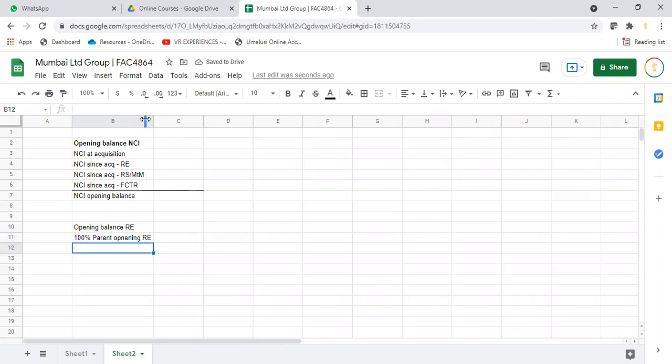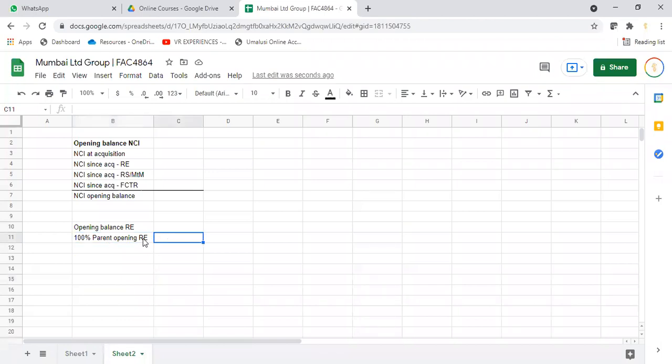But all of this is from a group perspective. Included in the parent's opening retained earnings, there could be unrealized profits relating to intercompany sales and so forth, so you're going to have to adjust for it. Just be aware of that. It's 100% because the parent doesn't share any of its own profits; that all belongs to them. So 100% of the parent's opening retained earnings, but from a group perspective.